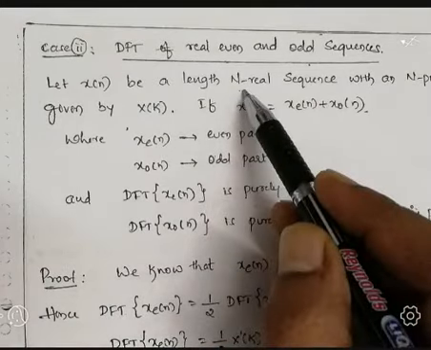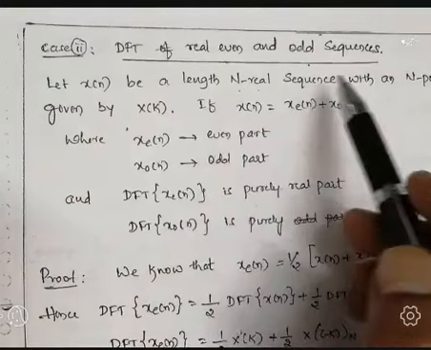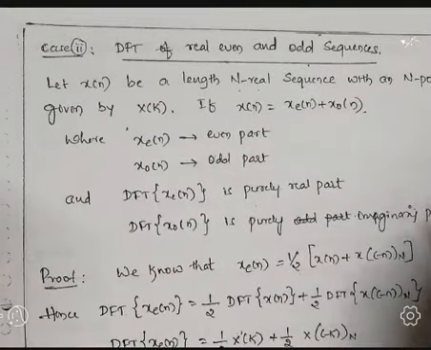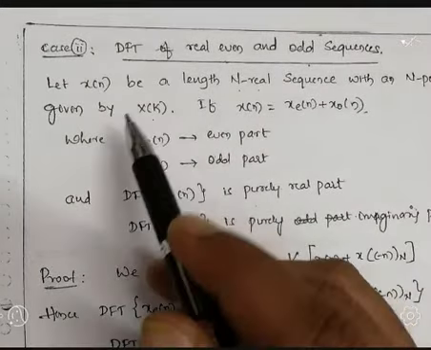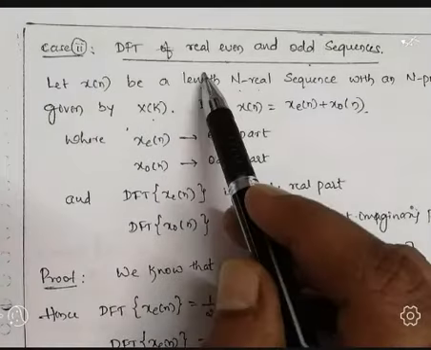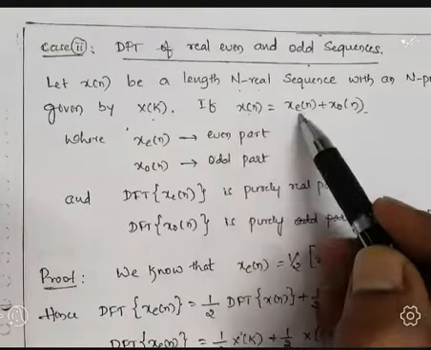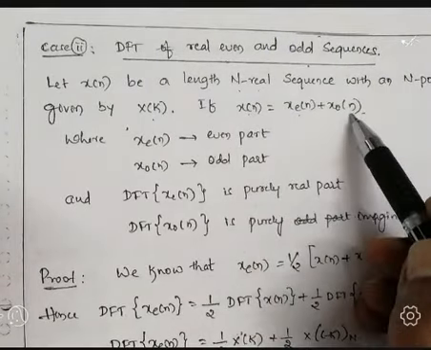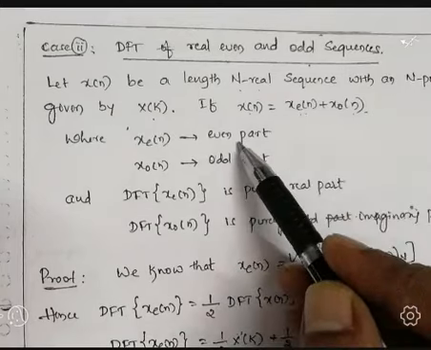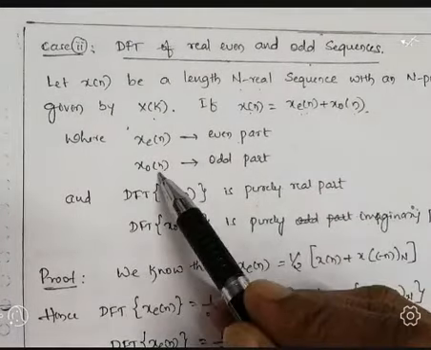It is a real sequence. x of n is a real sequence of length n with n-point DFT X of k. If it is said to be a real sequence, you can express it in terms of even part and odd part, that is, x of n is the combination of even component and odd component. The even part is represented as x e of n, and the odd component is represented as x o of n.